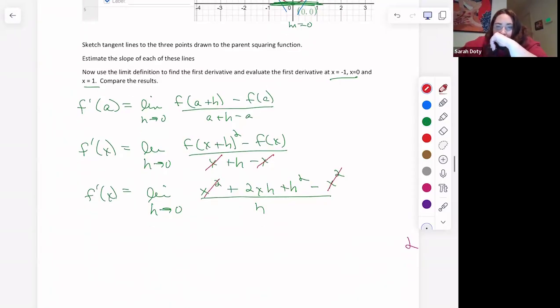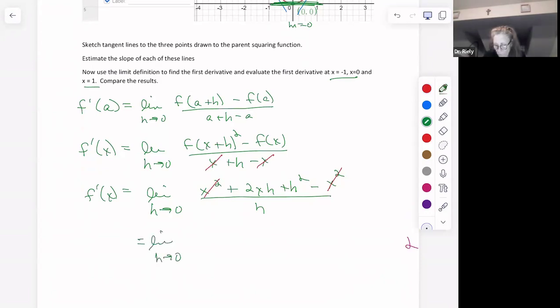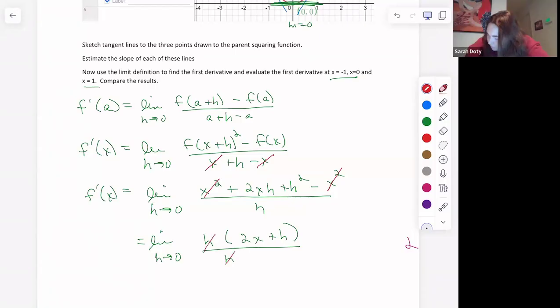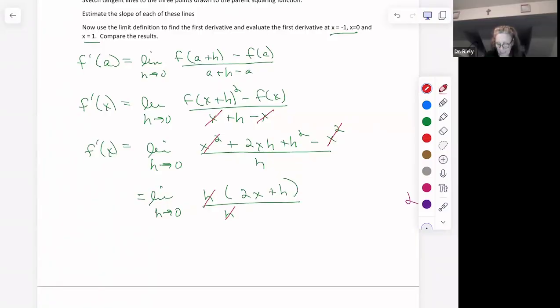Once I cancel those guys, now I'm ready for the next step, because I can say the limit as h goes to 0, factor out that h. Because now everything is nice and clean. And that's going to give me 2x plus h. Even though you have an h in here, it's okay, because it's going to go to 0 anyway. The most important thing is that you need to have these two h's to cancel. So once those two guys cancel, then we can now call that the derivative, because we're going to take the limit, plug in the 0, and you're going to get 2x.